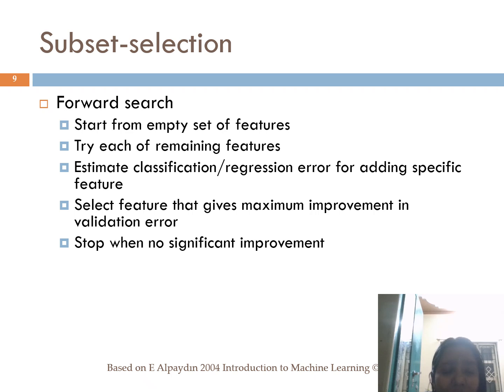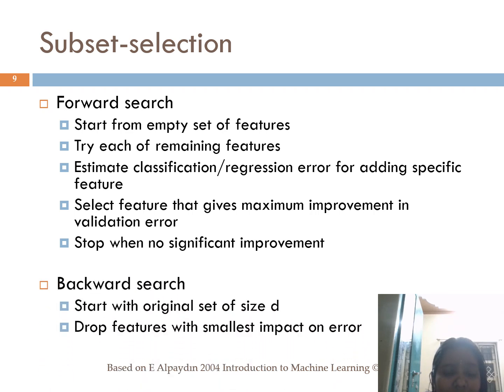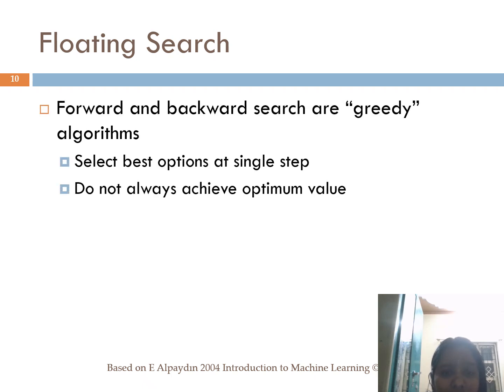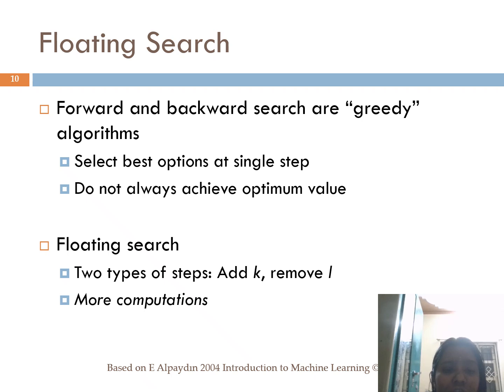In subset selection, we have forward search and backward search. Forward search starts with an empty set of features, tries each of the remaining features, estimates classification and regression errors for adding specific features, selects the feature that gives maximum improvement in validation error, and stops when there is no significant improvement. Backward search starts with the original set of size D and drops features with small impact on the error. We also have floating search. Forward and backward algorithms are greedy approaches; they select the best operation at a single step and don't always achieve the optimum value. Floating search uses two types of steps that add and remove features, with more computation.